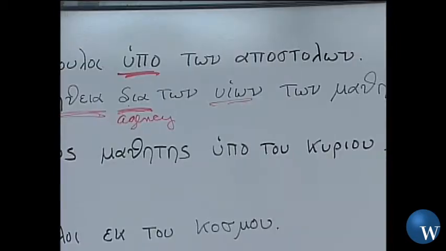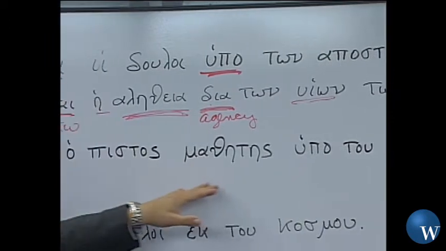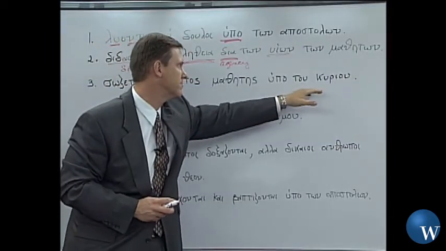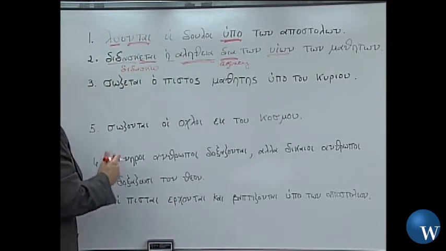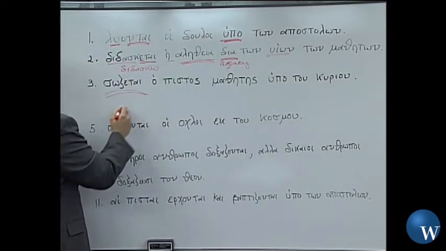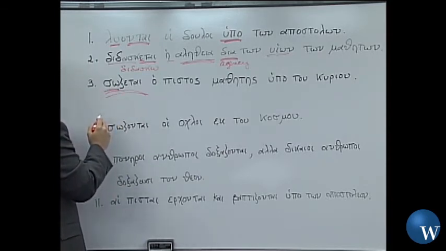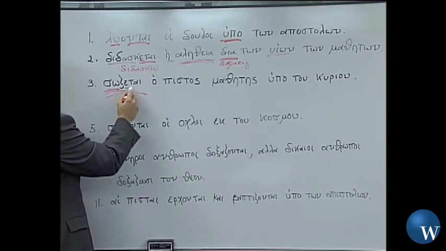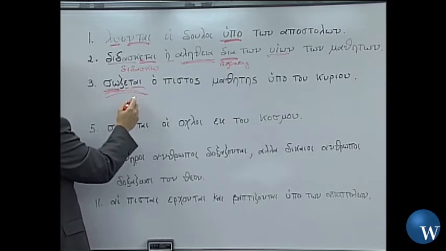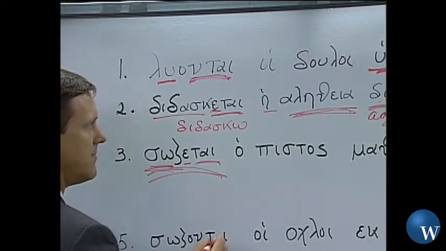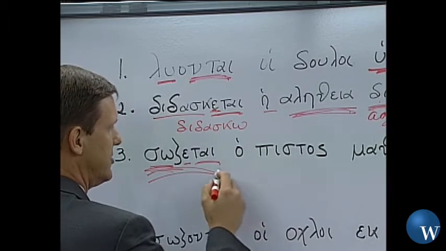Sodzetai ho pistos mathetes hupa tou kuriou. We go back here. Again, here is our passive voice. Sodzo is I save. This is sodze. Here's my connecting vowel. My -sai, -tai, -methasei, -entai. And he, she, or it, right?